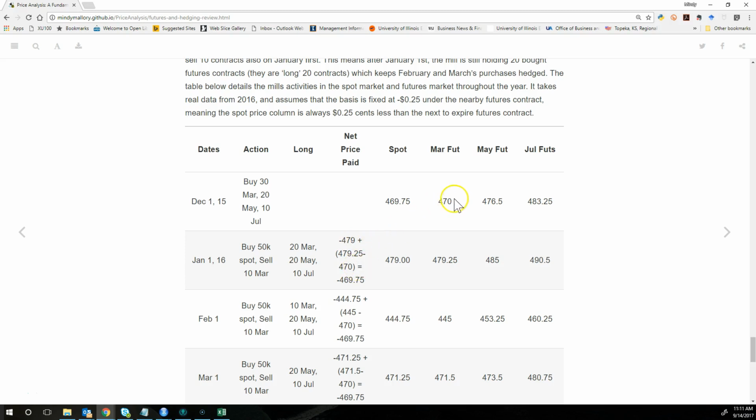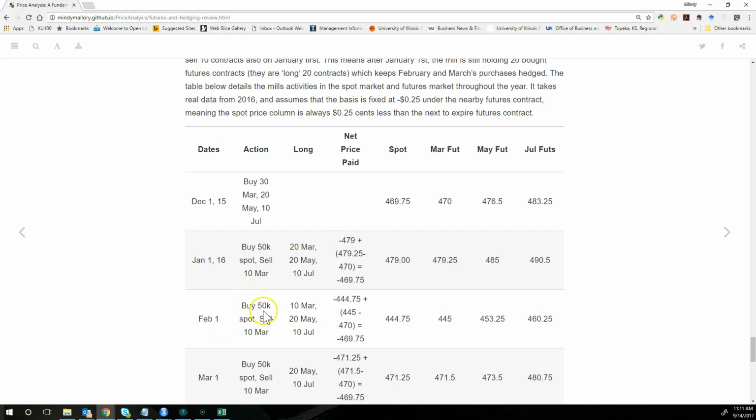He bought at 470, so we've got a minus 470 here, and he lifted the hedge or sold at 479.25, so that's why we've got 479.25 there. And as was the case with our farmer examples, we are assuming that the basis is not changing here, so we see that the mill is paying 469.75. That's exactly equal to what he saw in the spot market on the date he placed his hedge, which is exactly what we should get.